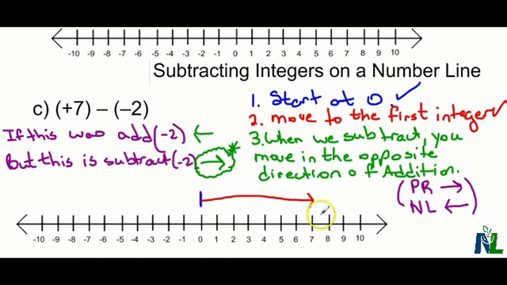So I go back to where I left off, my first integer, and I need to move in the right direction 2 units. So here we go, 1, 2. Where do I end up? I end up at positive 9. That is my answer. So to this problem, I would say my answer is a positive 9.